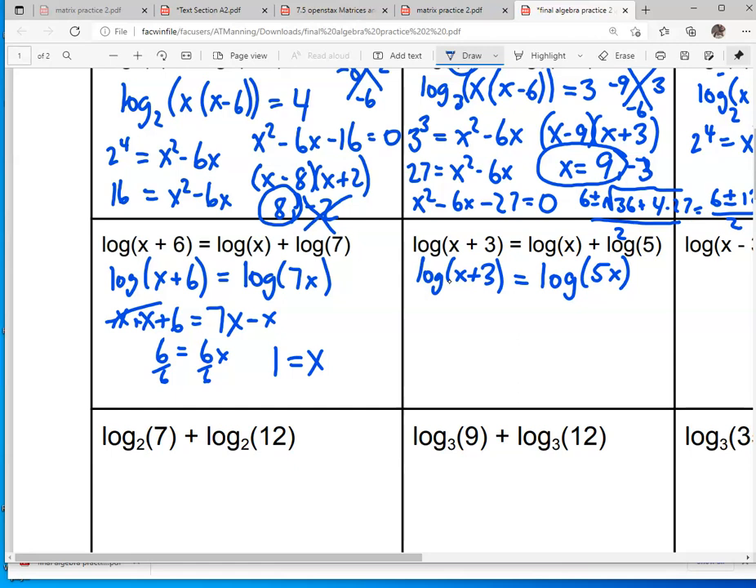But now that I have two logarithms equal to each other, I can say x plus 3 equals 5x. Subtract x from both sides to have a 3 by itself here. So subtract x, and I get 3 equals 4x. And divide both sides by 4, and I get 3/4 equals x.